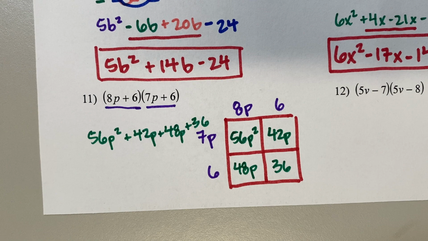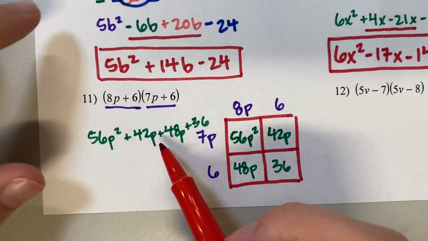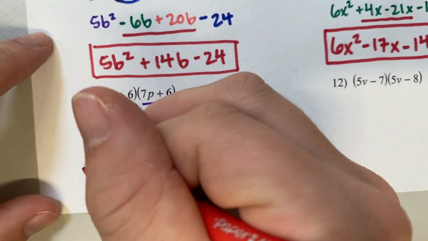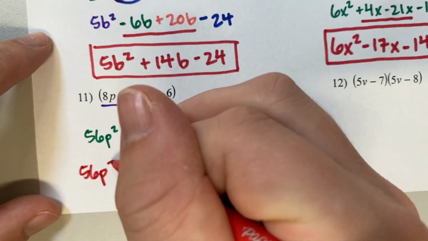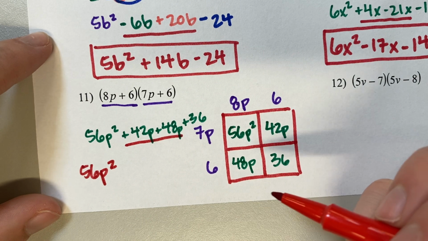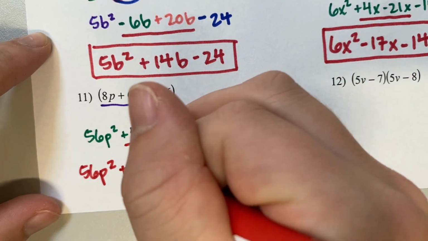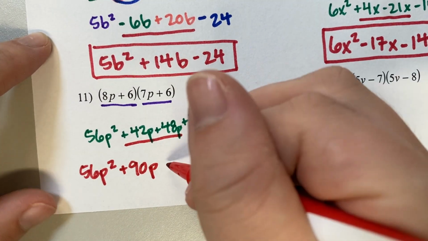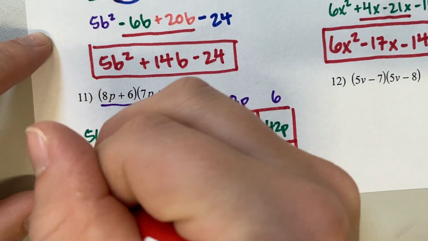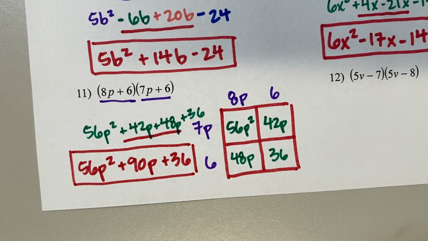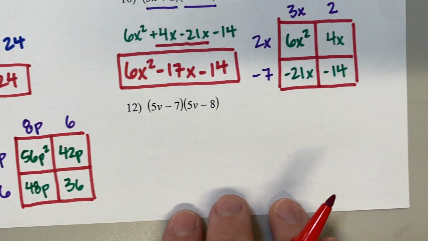Okay, now I can see what terms I need to combine. It's the ones with p's. I can only combine p's that are to the same power. So 56p squared. 42 plus 48, I believe, yep, 90, positive 90p. And plus 36 on the end. Beautiful.